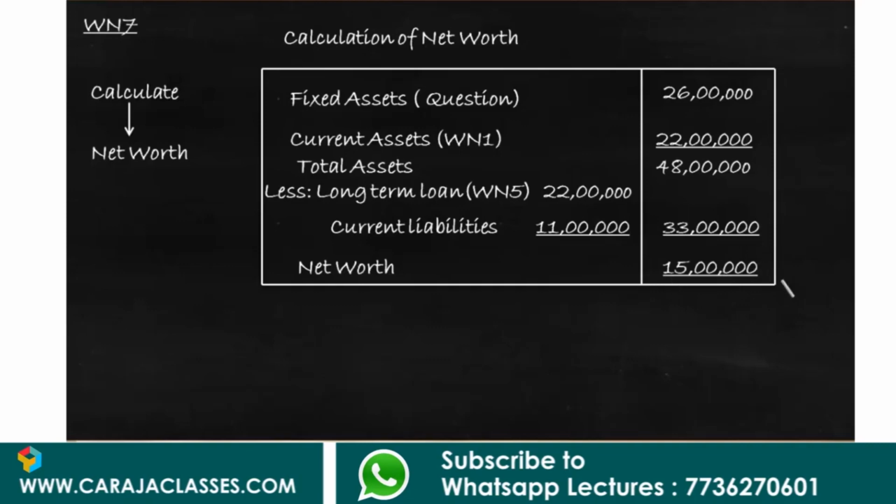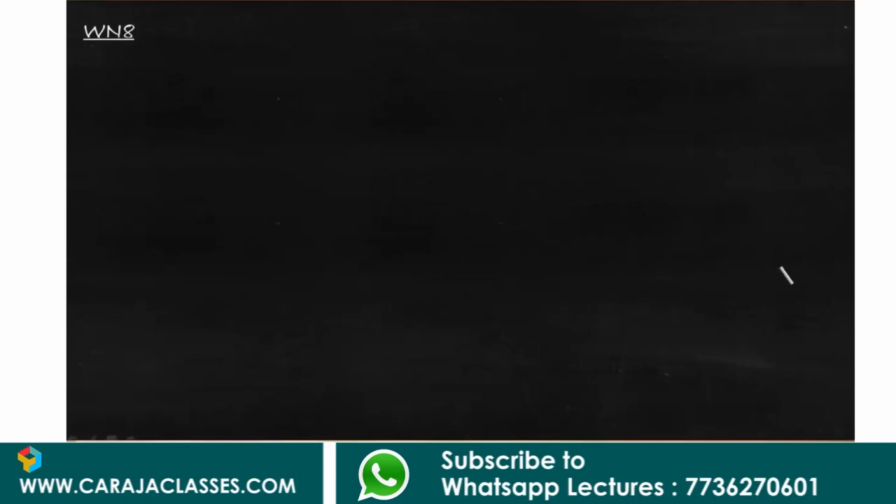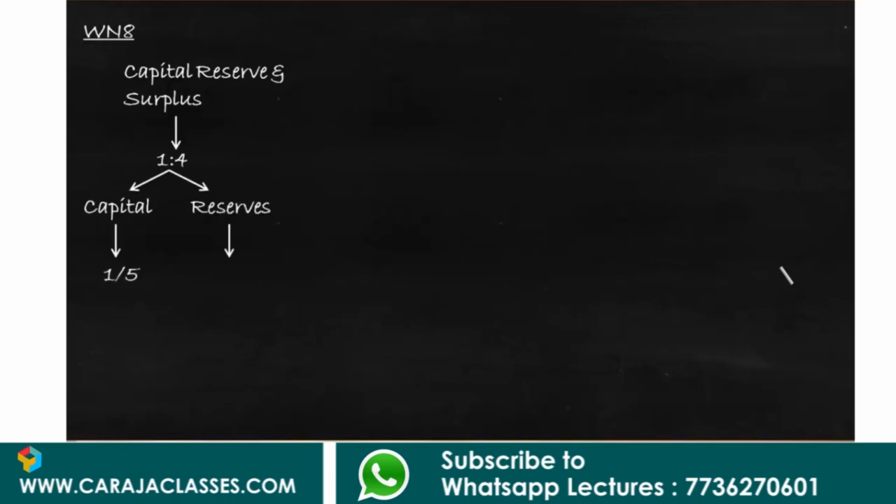Now with this information, we can find what is capital and what is reserve. Let us move to working note 8. In the question, we have information that capital, reserves and surplus have a ratio of 1:4. It means 1/5 is capital and reserves are 4/5. So net worth is nothing but summation of share capital and reserves, which is total of 15 lakh.